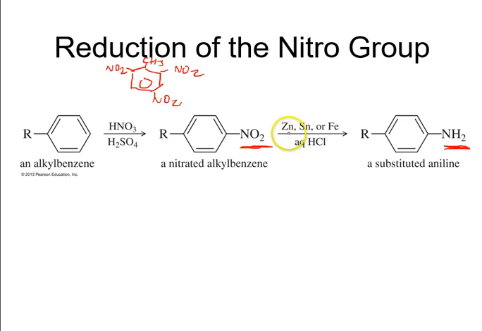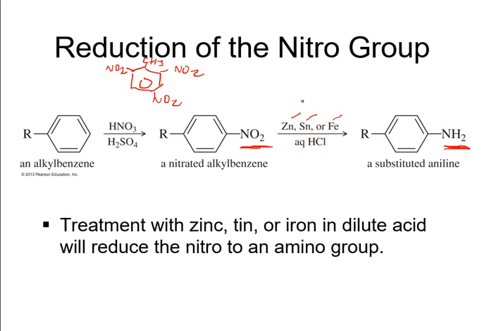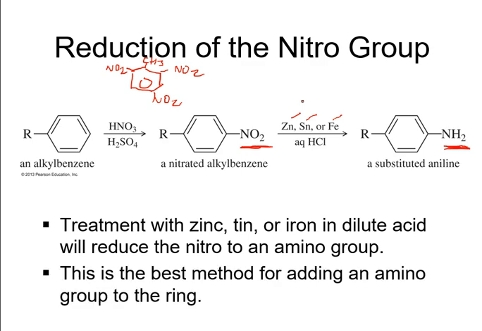The reaction is adding either zinc, tin, or iron in the presence of HCl. It's a very simple reaction. I've done it before. You just basically throw in zinc metal and hydrochloric acid, and you can change it into the amino group. So treatment with zinc, tin, or iron and dilute acid will reduce the nitro to an amino group. This is the best method for adding an amino group to the ring. Like I said, it's very difficult to just add an NH2 group.